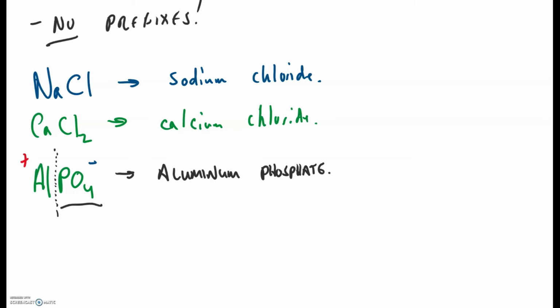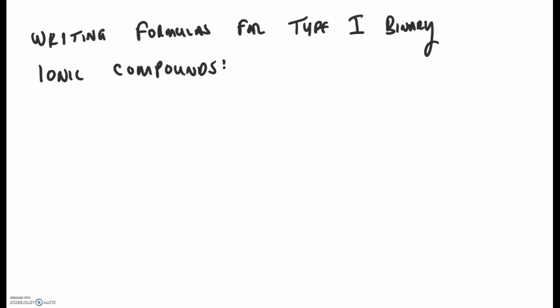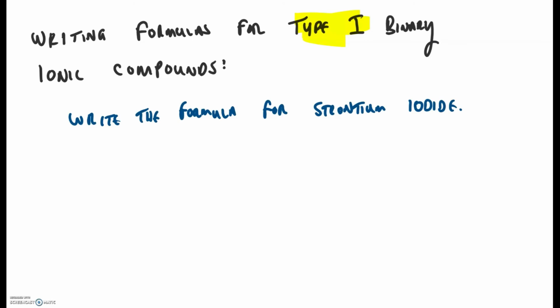Now, writing the formulas is a bit trickier. Let me show you what I'm talking about. So here we go: writing formulas for type 1 binary ionic compounds. Remember, if it's a type 1 compound, it does not involve a transition metal. So here's a type of question you could expect me to ask you. Write the formula for strontium iodide.